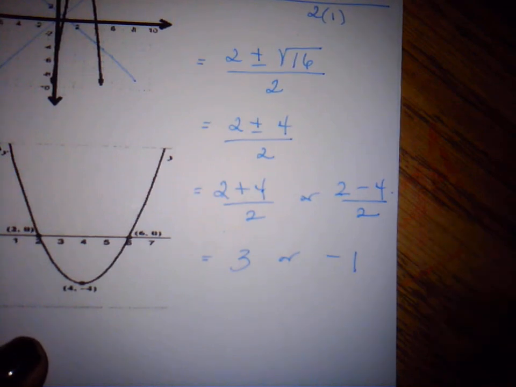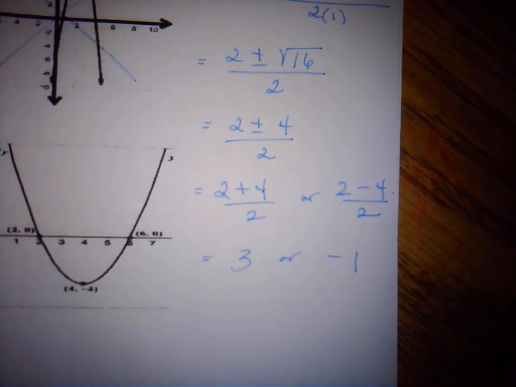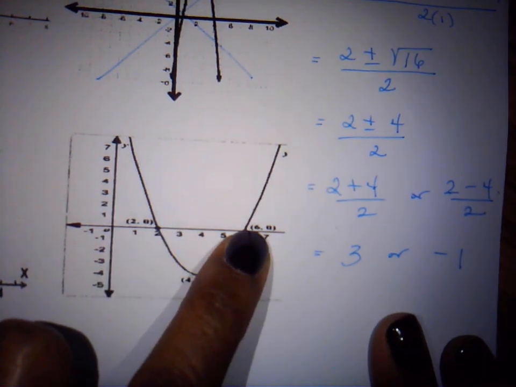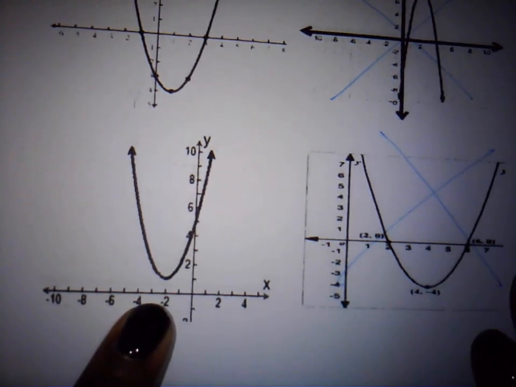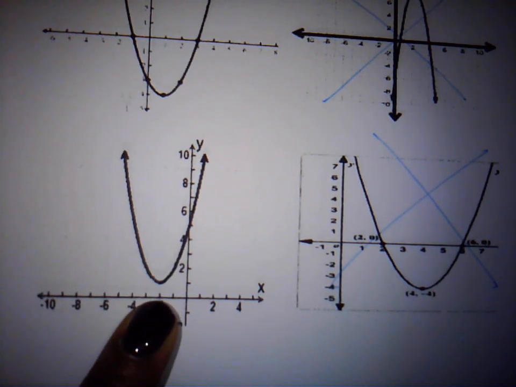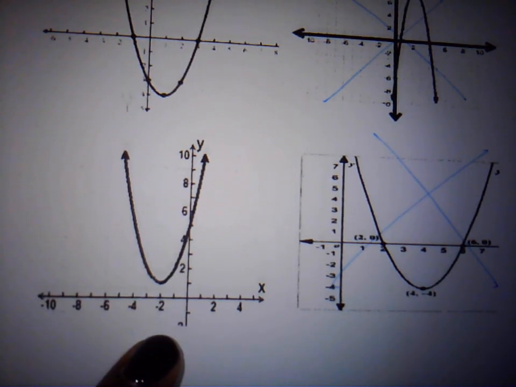So I'm looking for a positive pointing parabola, a parabola pointing upward, that crosses at 3 and negative 1. Huh. It ain't that one. That's 2 and 6, right? And it can't be that one. Where does this one cross the x-axis? If y'all don't have eyes to see with, it doesn't cross it at all.